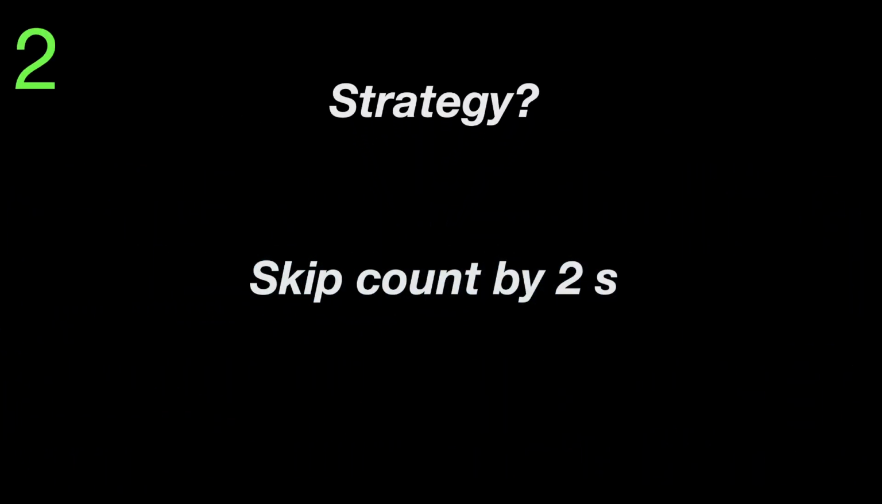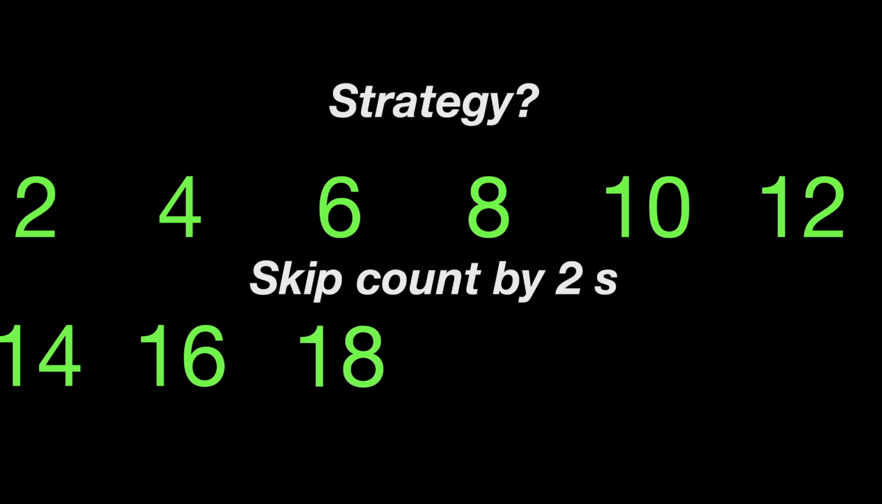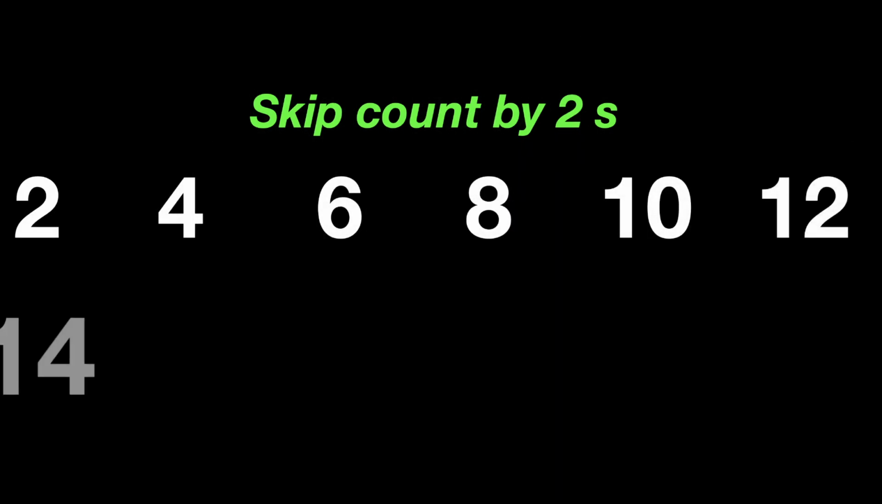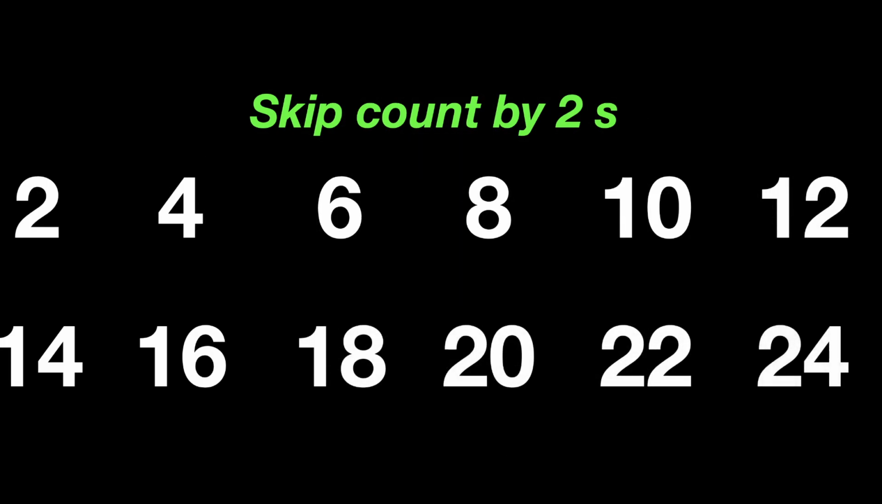Our strategy today is that we're going to skip count by 2s, and Faith is going to help. 2, 4, 6, 8, 10, 12, 14, 16, 18, 20, 22, 24. So we'll try that again. Ready? Ready? 2, 4, 6, 8, 10, 12, 14, 16, 18, 20, 22, 24. And don't worry if you didn't get that the first 2 times. We'll be practicing that a lot today.